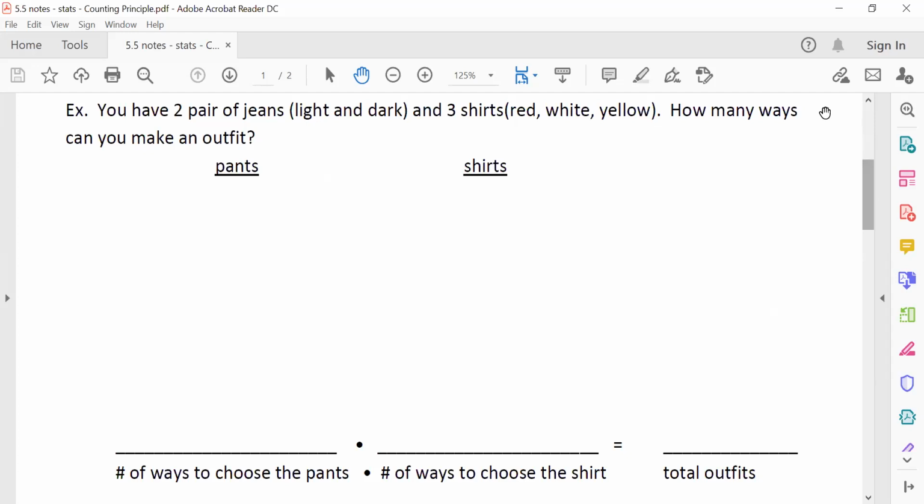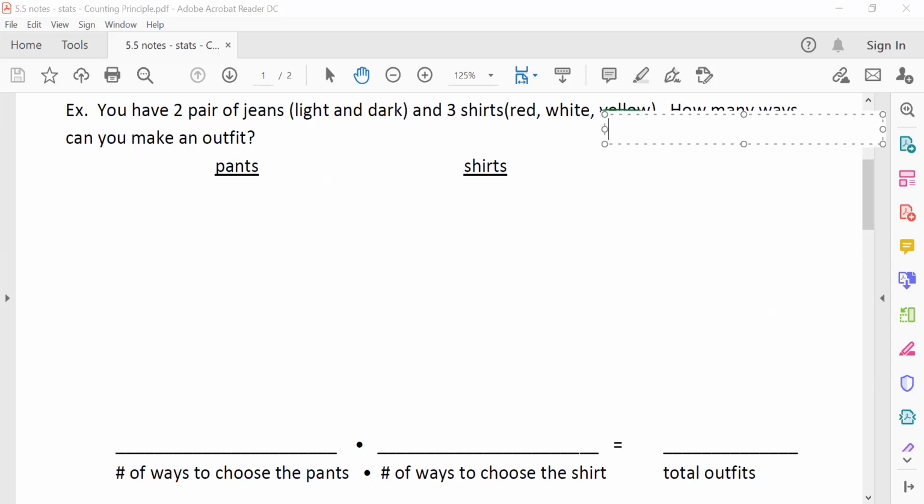Now, why do we multiply? Maybe it just kind of makes sense. Maybe it doesn't. But let's use a very simple example to demonstrate that. Let's say you have two pairs of jeans, light and dark, and you have three shirts that you're going to wear, red, white, and there's a missed opportunity to make that blue. So let's just make it blue ourselves.